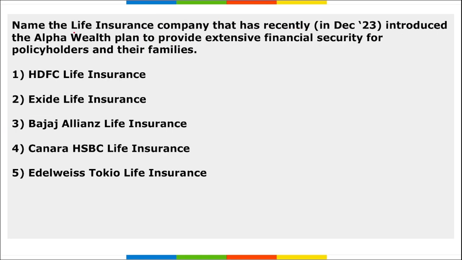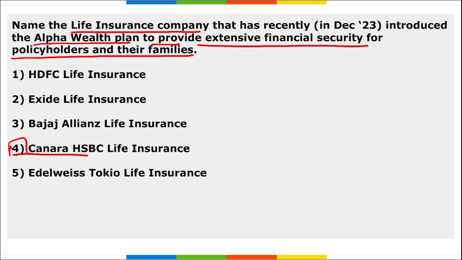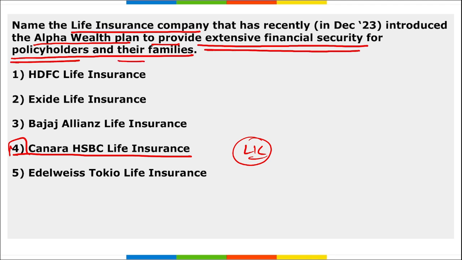Next, name the life insurance company that recently introduced the Alpha Wealth Plan to provide extensive financial security for the policyholders and their families. It is Canara HSBC Life Insurance. This is the life insurance company that has introduced the Alpha Wealth Plan to provide extensive financial security for the policyholders and their families. The product offers increased flexibility, allowing investors to modify premiums, premium payment terms, policy durations, etc.